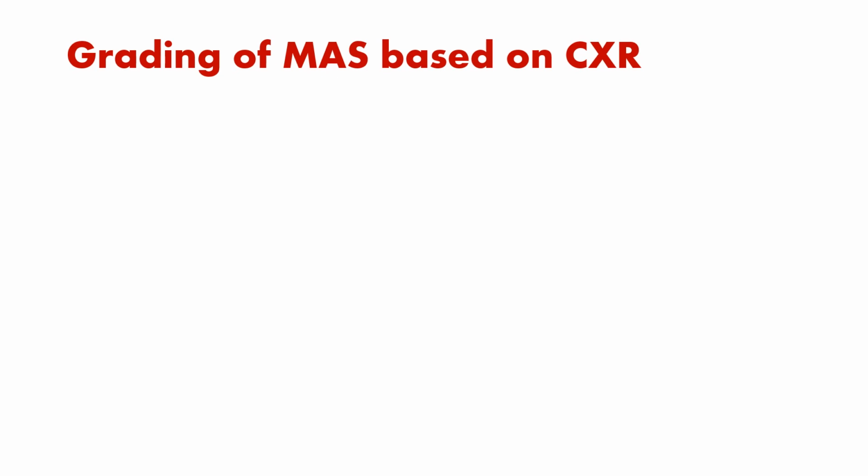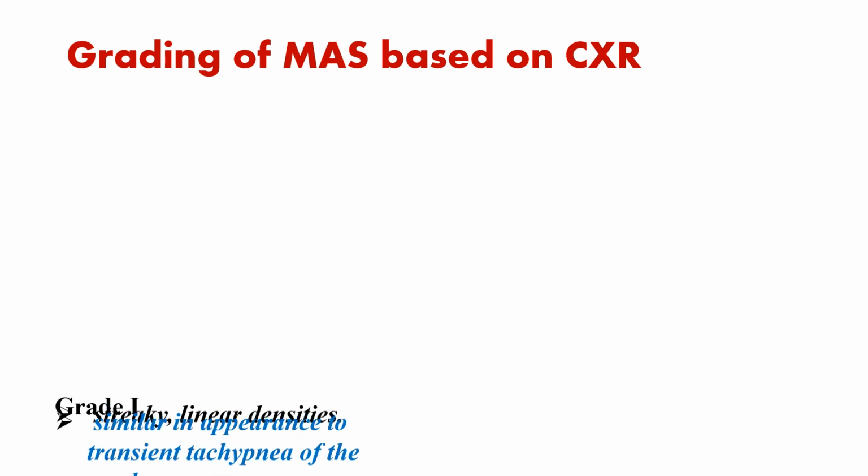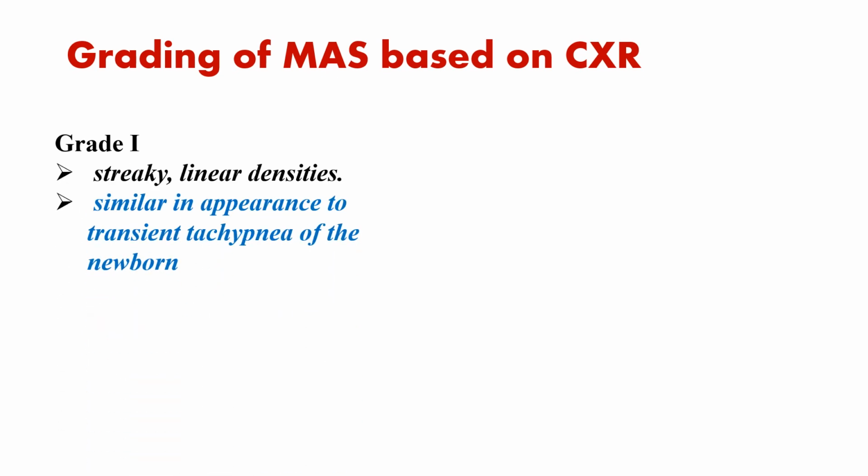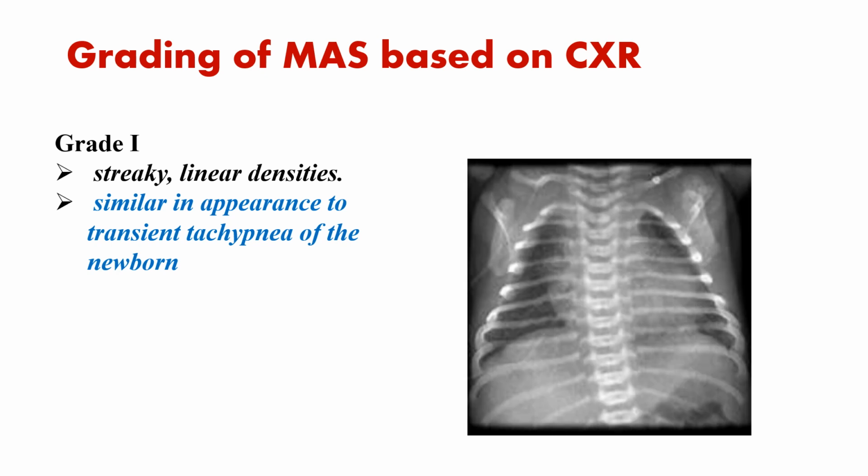We also grade based on chest X-ray. Grade 1 meconium aspiration syndrome based on chest X-ray shows streaky linear densities, which look like transient tachypnea of the newborn.